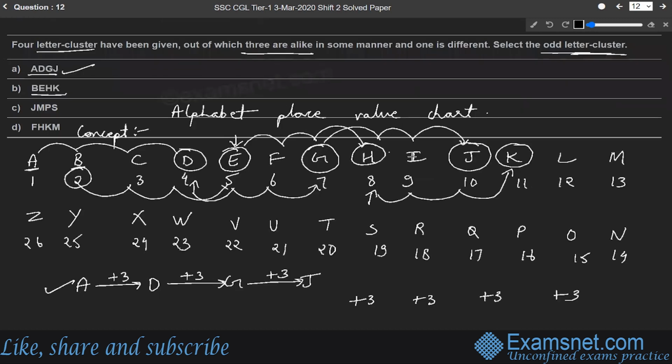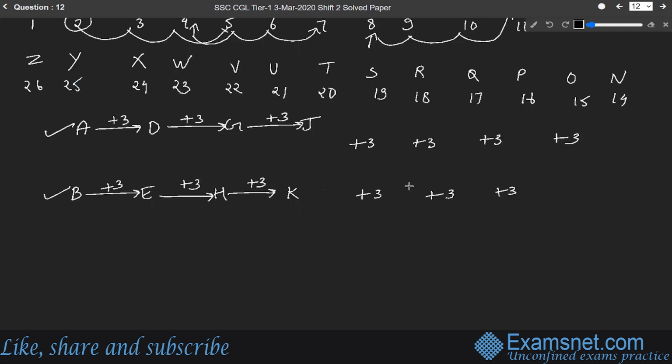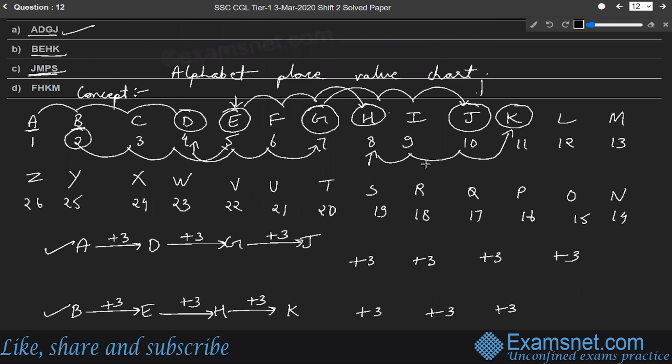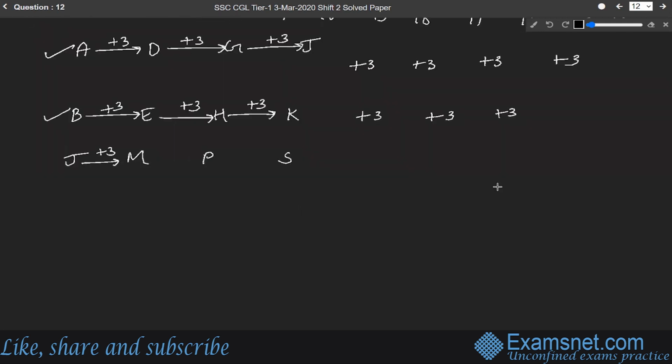Now considering the third option is J, M, P, S. The concept is plus 3. So J plus 3 should be M. Now, where is J? J is present in the 10th position. J plus 3 means 1, 2, and 3. You can see that J plus 3 is M. So it is correct.